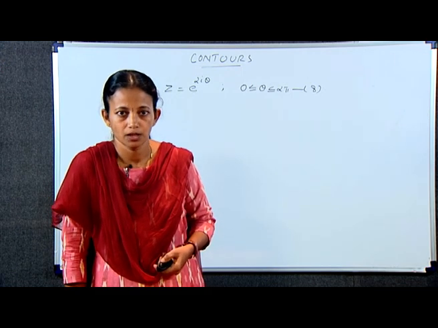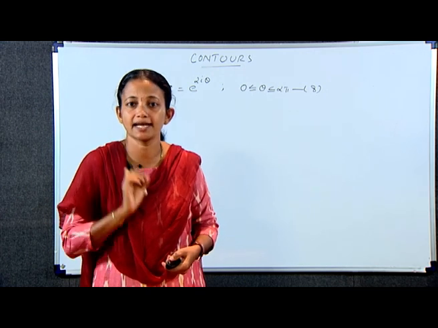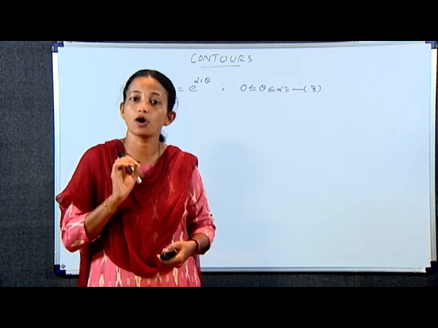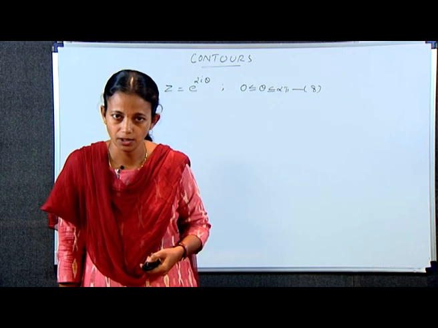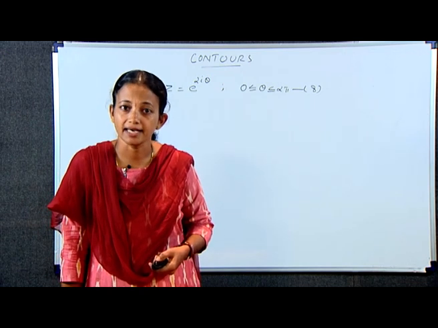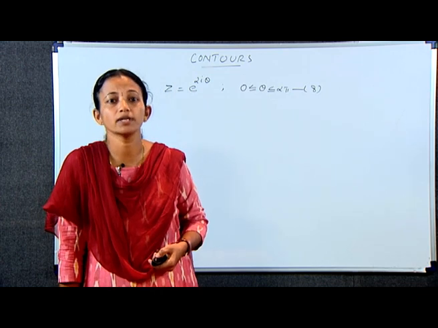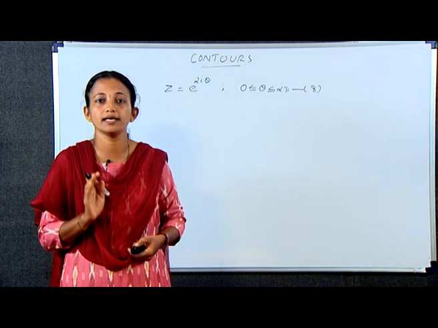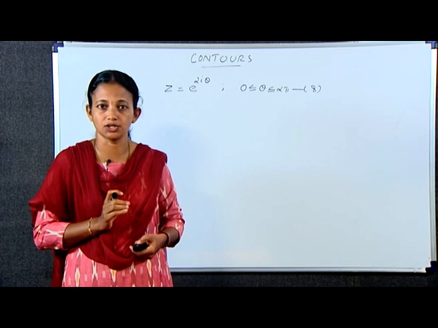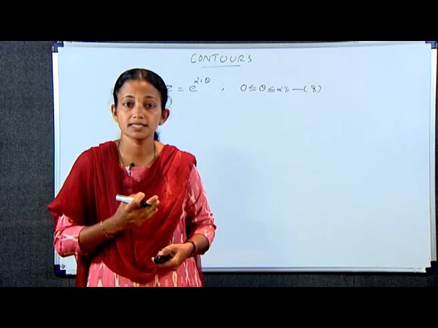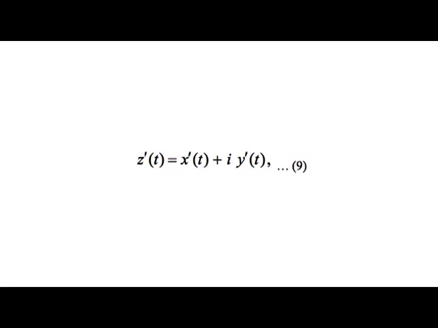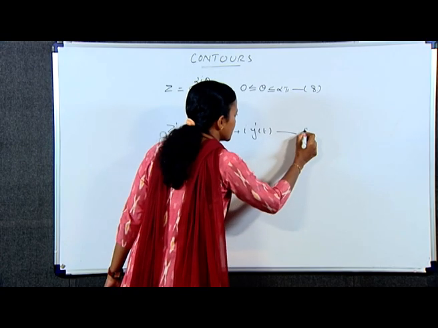So, suppose that the derivatives x dash of t and y dash of t of the components of the function z of t is equal to x of t plus i y of t, used to describe an arc C, exist and are continuous throughout the entire interval a less than or equal to t less than or equal to b. Under this condition, C is called a differentiable arc. Since the derivative of z of t, that is z dash of t, is equal to x dash of t plus i y dash of t. Next equation number is 9.